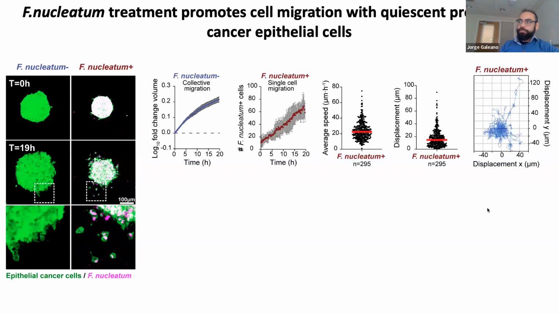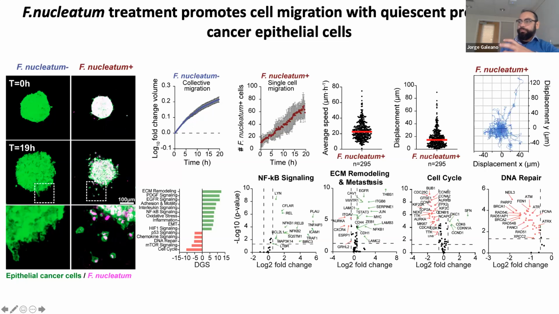Then, by using also imaging software, we found that in the negative control, or in the spheroid that doesn't contain bacteria, the main body expands as a collective, and they start spreading into the collagen gel. However, in the F. nucleatum condition, the cancer cells start invading the surrounding environment as single cells, and they move on average about 20 microns per hour, and they displace about 20 microns on average. And this is just all the tracks from the origin point.